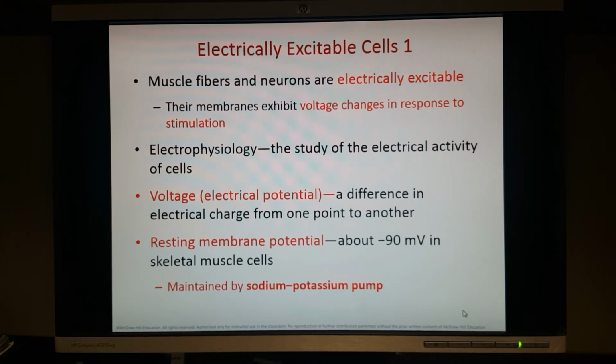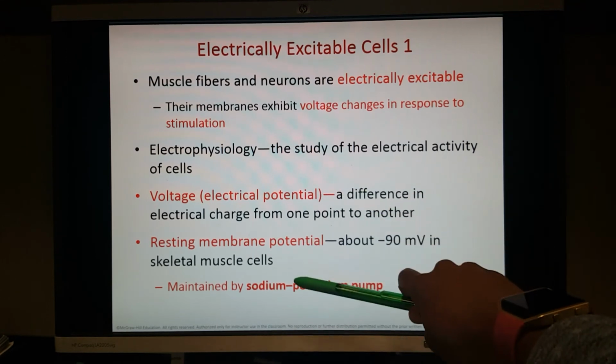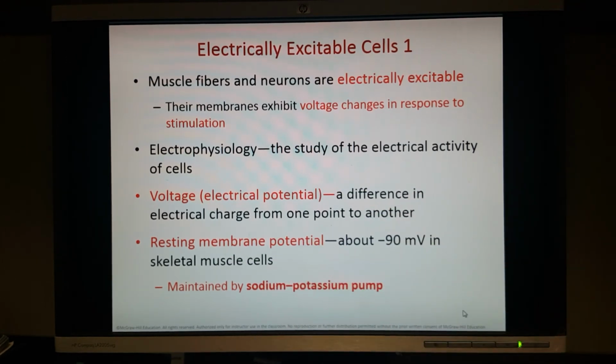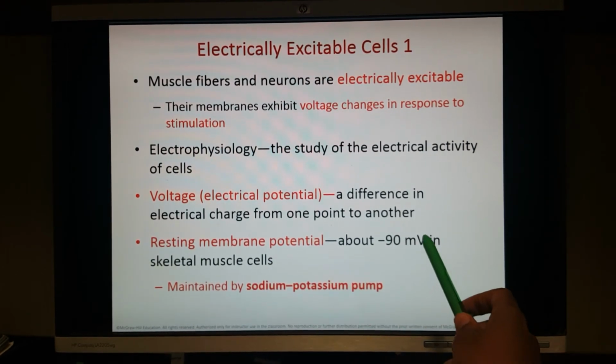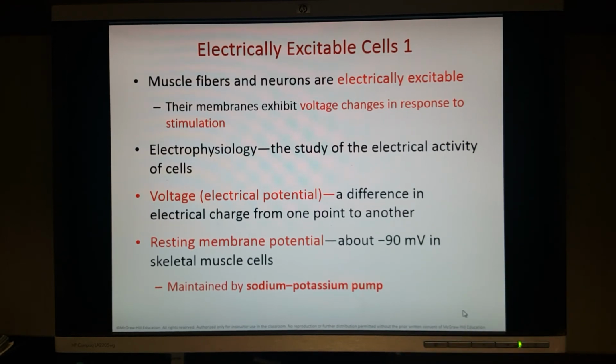Our membrane potential, so our electrical potential across that membrane at rest, so not during the process of being stimulated, is called our resting membrane potential. And in muscle cells, it's about negative 90 millivolts. So that difference between the inside and the outside of the cell is negative 90 millivolts. So the inside of the cell is actually more negative.